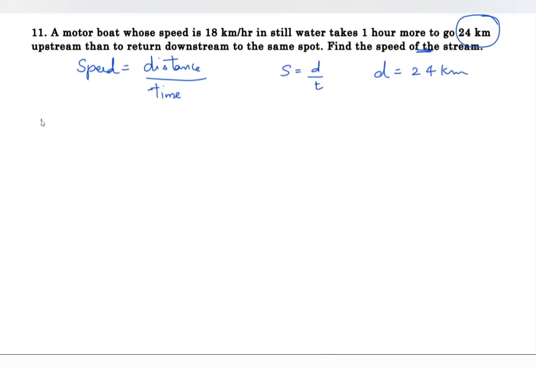I'll assume it as x. Let the speed of the stream equal x kilometers per hour. I have assumed the speed of the stream as x kilometers per hour. Now what is the speed of the boat upstream?